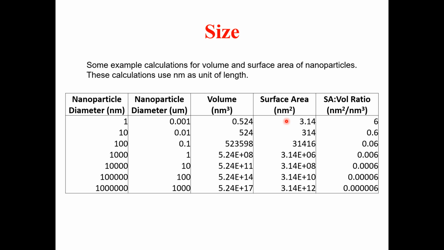Here we have the particle diameters, starting from 1, and then 10, 100, 1000, 10,000, 100,000. You can see that when the diameter of the nanoparticle changes, the volume of the nanoparticle changes along with it. With the increase in the diameter, the volume of the material also increases.